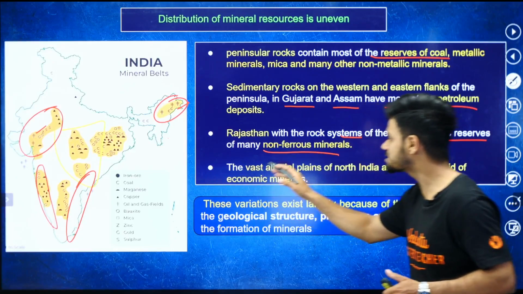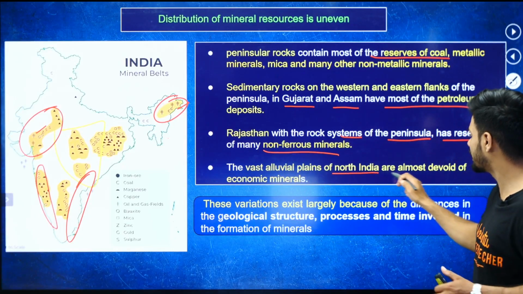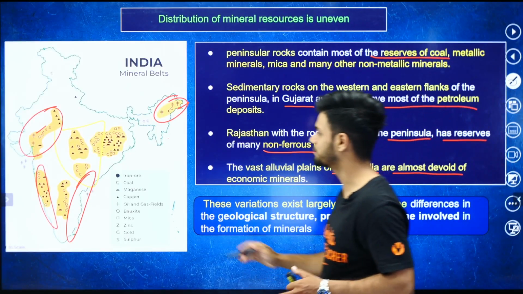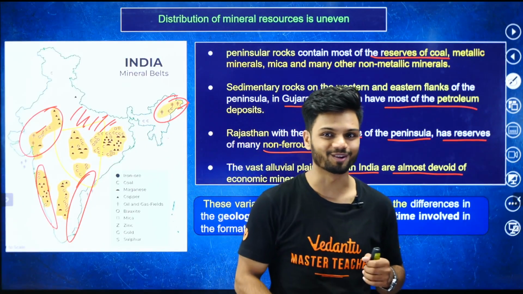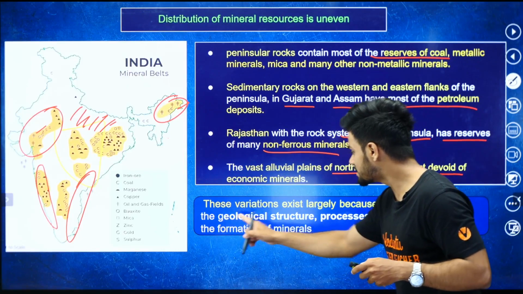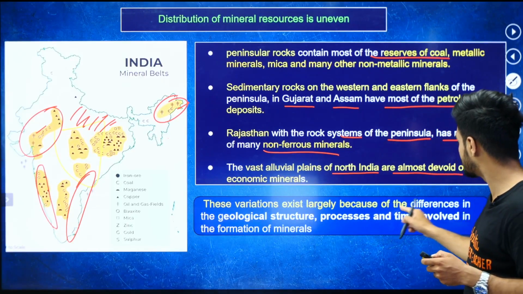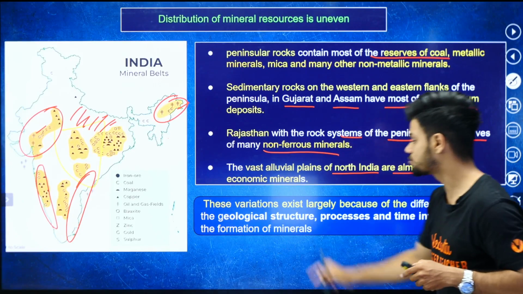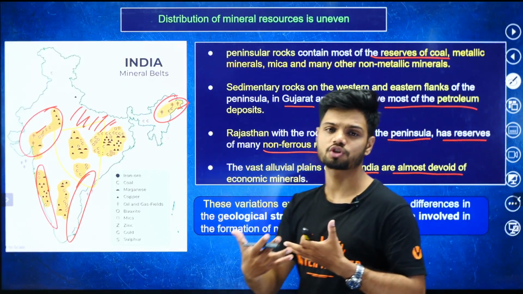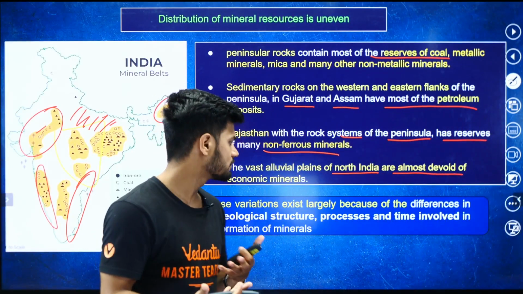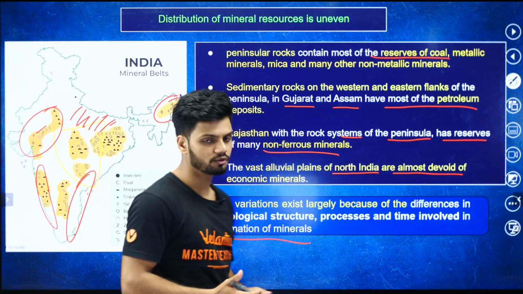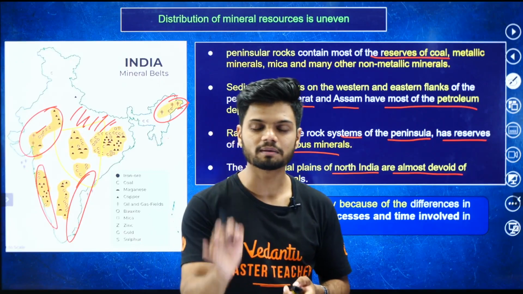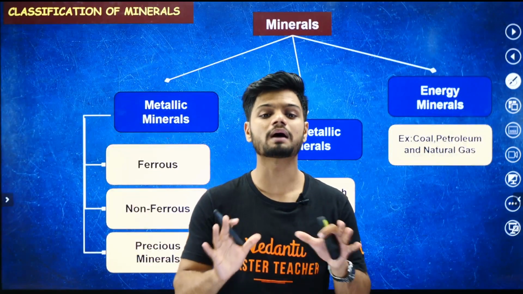Finally, the vast alluvial plains of North India are almost devoid of any economic minerals. There are no minerals in the northern part here. These variations exist largely because of the difference in the geological structure, that is, completely different structure where India is formed, as well as the processes and time involved in the formation. Maps are very important. Learn the maps and go.